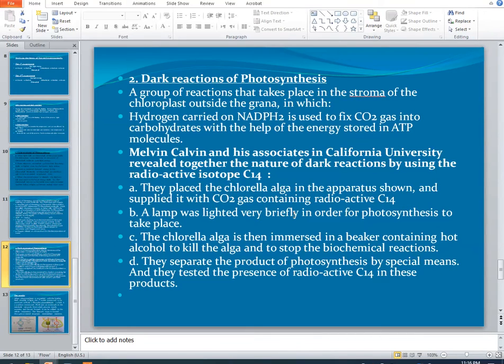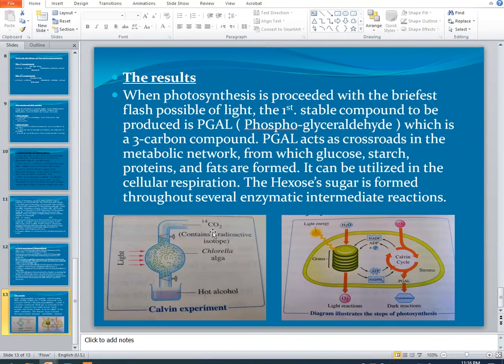Melvin Calvin and his associates at the University of California revealed the nature of the dark reaction by using the radioactive isotope C14. They placed chlorella algae in an apparatus supplied with carbon dioxide gas containing radioactive C14, and a lamp was lighted very briefly in order for photosynthesis to take place. The chlorella algae was then immersed in a beaker containing hot alcohol to kill the algae and stop biochemical reactions. They separated the products of photosynthesis by special means, and they tested for the presence of radioactive C14 in these products.